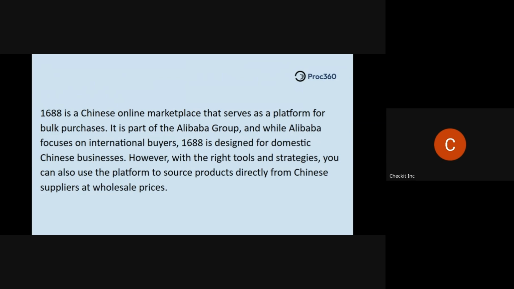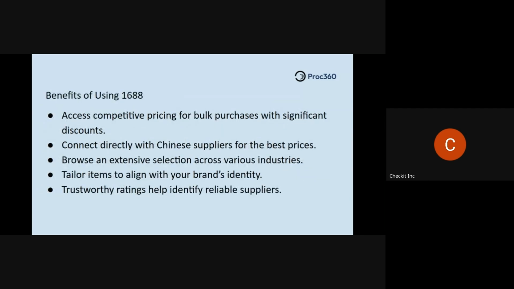However, with the right tools and strategies, you can use the platform to source products directly from Chinese suppliers at wholesale prices. So the benefits of using 1688: you can access competitive pricing for bulk purchases with significant discounts. You can connect directly with Chinese suppliers for the best prices. Most suppliers on Alibaba, you can also find on 1688, because that place is also meant to serve the Chinese people. And these are the same suppliers that serve the international community on Alibaba.